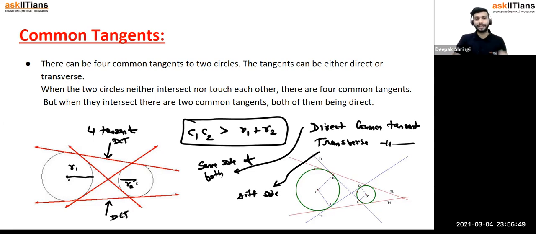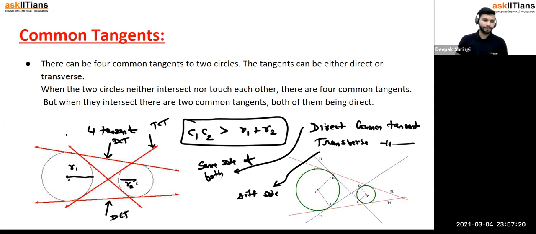Now there are two more remaining. Now look at this one. I'm talking about this one, right? It is called TCT. Why? Because this tangent, if I talk about this one, is for the first circle centered at A, right? For that it is below, or you can say it is to the right. And for the circle centered at C, it is above, or you can say it is on the left side, right? So for one it is on the left side, for one it is on the right side. That's why it is called TCT. Different side with respect to both the circles, right?